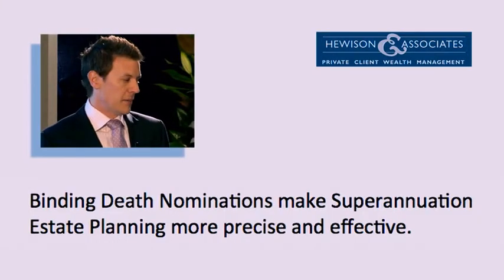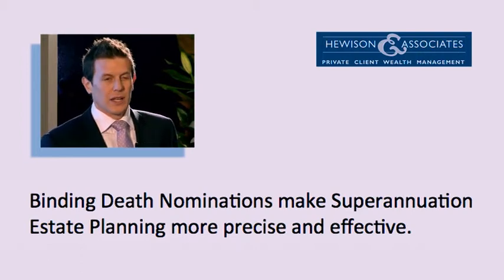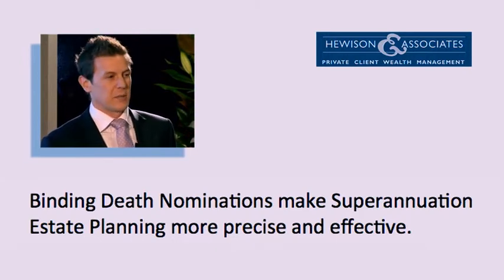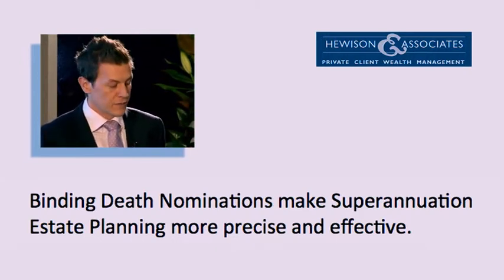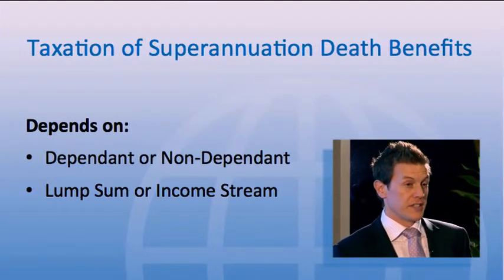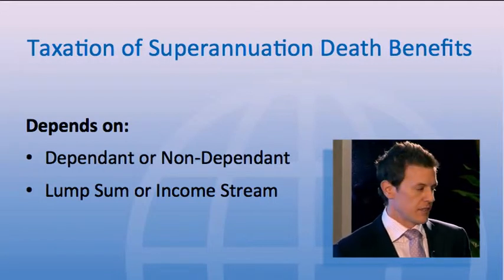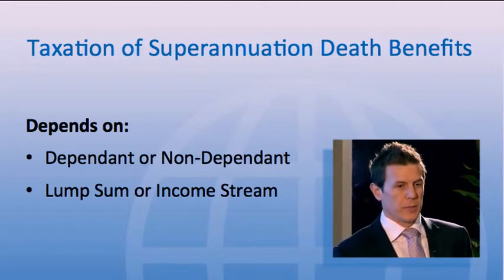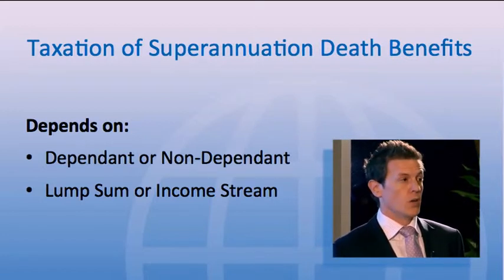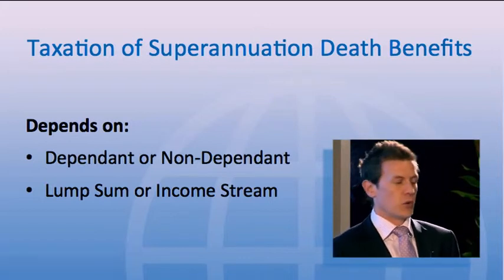So when we're considering superannuation estate planning, it's important that we give consideration to the appropriateness of a binding death nomination, because it does make superannuation estate planning more precise and more effective. So moving on to the taxation of superannuation death benefits, it's really dependent on two main factors, one being whether the beneficiary is a dependent, and we look at the definitions of these particular issues, and the other one being whether they're a non-dependent, and the second issue, whether the payment's made out in the form of a one-off lump sum or whether it's paid out to beneficiaries in the form of an income stream.